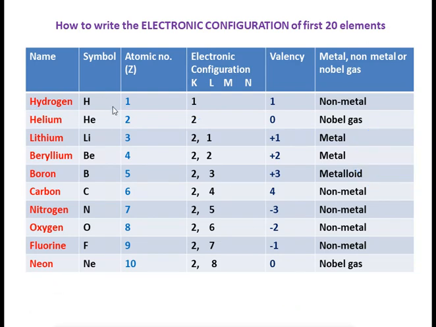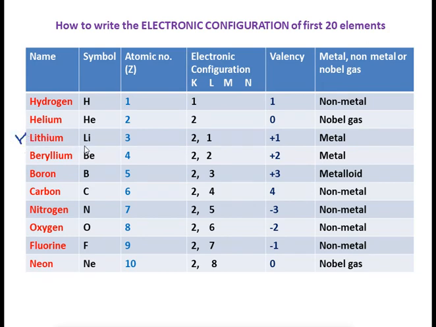Okay, since it has 2 electrons in the outermost shell, it is in the stable state. It will not donate this electron, neither will it accept electron. So its valency will be 0. You have to remember that if an element has 2 or 8 electrons in the outermost shell, its valency will be 0, because it will not donate or accept any electron, and it will come in the category of noble gas. The third one is our lithium.